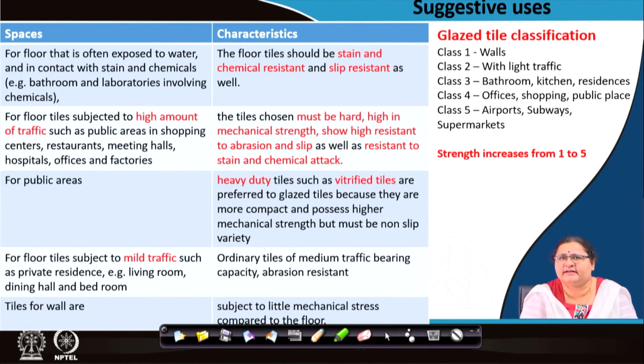Here you see another list based on strength, class 1 to class 5. Class 5 goes for airports, subways, supermarkets where lots of goods movement is happening along with human movement. Whereas class 1 tile, as you see at the last here, is for walls subject to little mechanical stress compared to floors. You will go for class 1 tile where the strength is quite low.